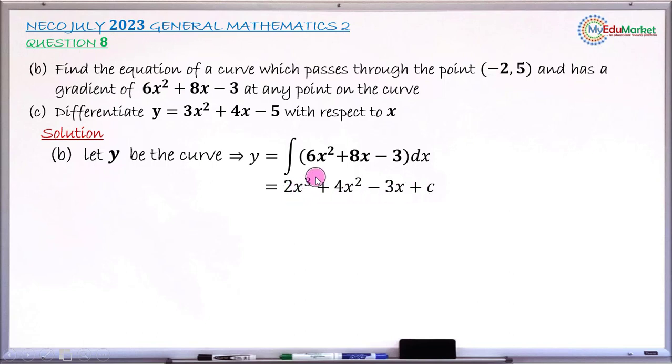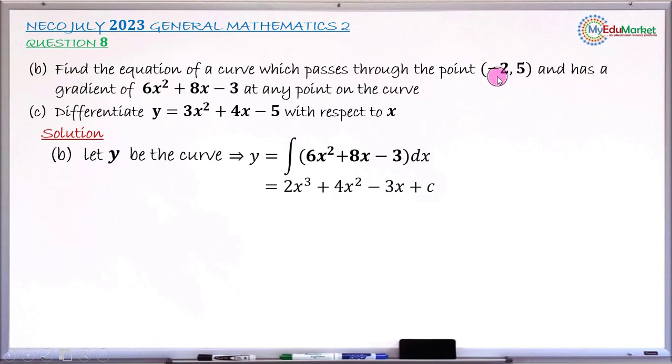The 2x cubed is the integral of 6x squared. The power 2 is increased by 1 and dividing 6x cubed by 3 gives 2x raised to the power of 3. The integral of 8x gives 4x squared. That is, the power 1 is increased by 1 and dividing 8x squared by 2 gives you 4x squared. The integral of the constant 3 is minus 3x, and then plus c.